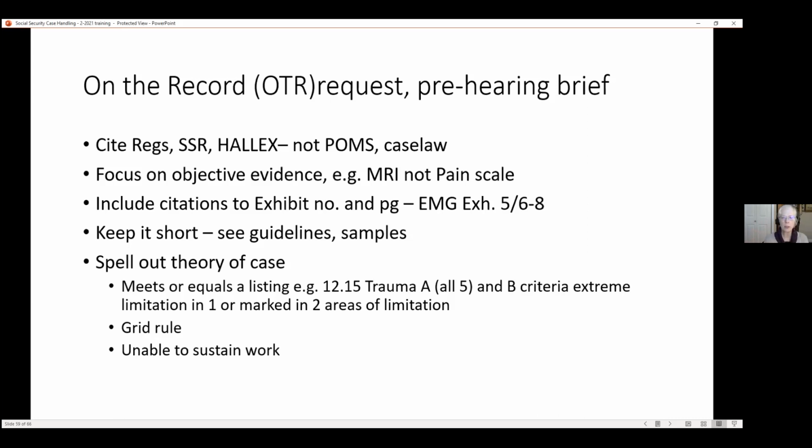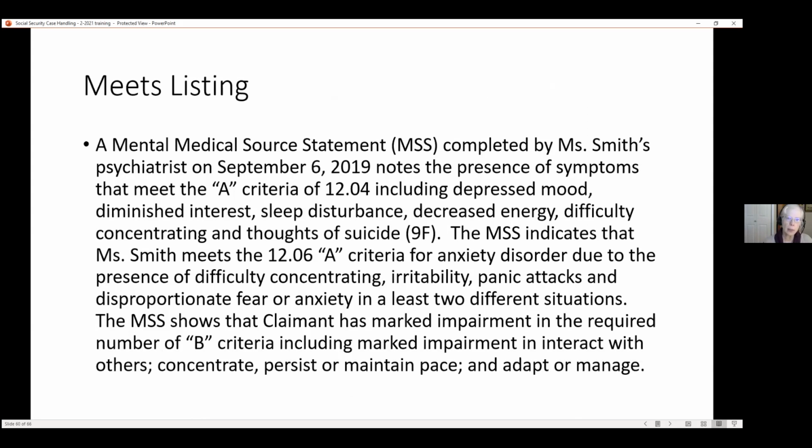You don't want to spend all of the maybe 45 minutes you get for the hearing arguing, which is why it's helpful to file a brief in advance. But you ought to know your argument, and you ought to know where each piece of evidence you're referencing is. So if you're referencing an EMG, you need to know where it is. If you've got an MRI, you need to know where it is. You also need to be prepared to respond to the judge's questions, like, where is that MRI? Is that the first MRI? Is that the only MRI?